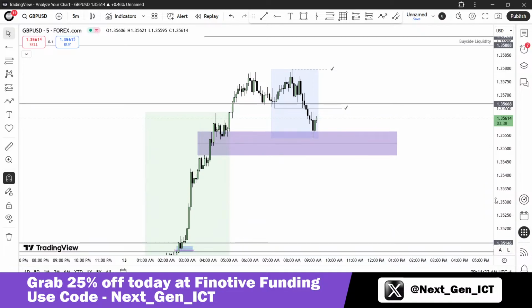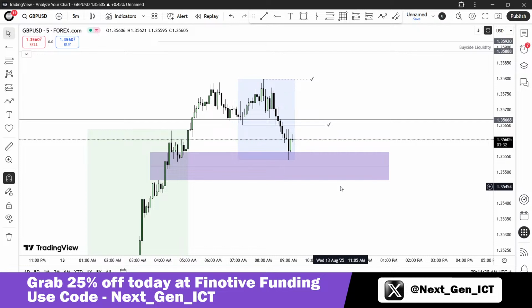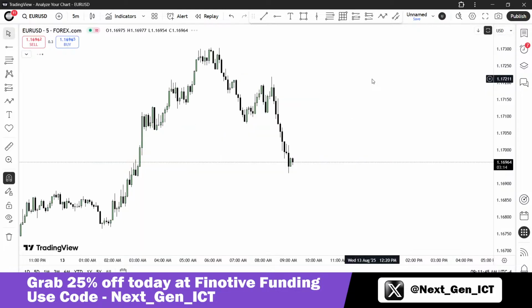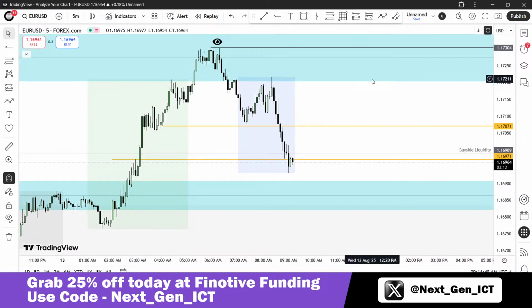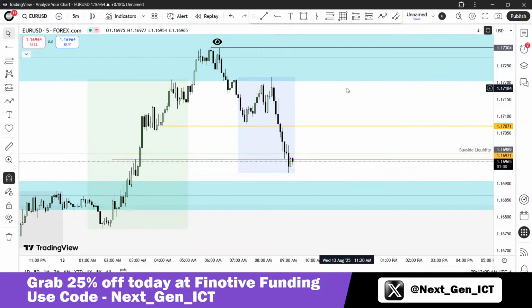Okay, GU is showing some move off of the hourly fair value gap, but as long as it doesn't close up this low, right? I don't think it's gonna reach up that daily high for today. Yo, chat, has anyone captured this short move on EU targeting that hourly BC?